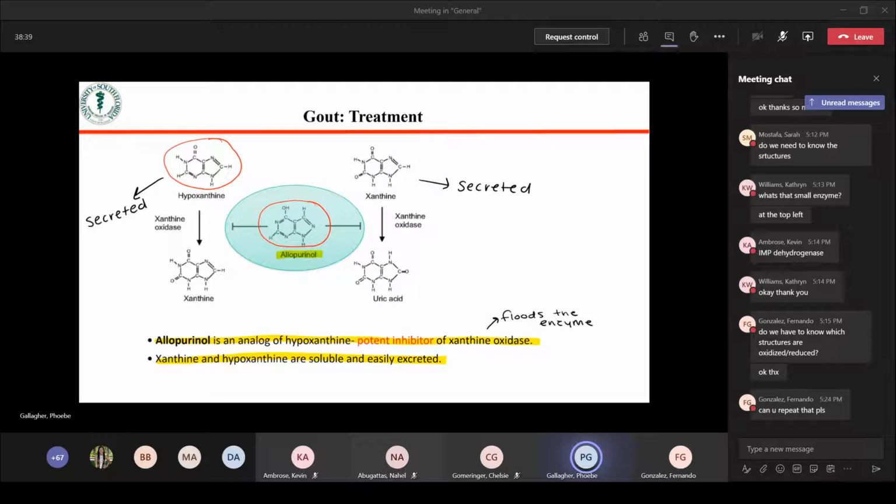Oh, okay. So yeah, hypoxanthine and xanthine are more soluble in your blood. So if you just have higher concentrations of those because they're not being converted into uric acid, they're able to be secreted through your kidneys easier than uric acid would, which at higher concentrations tends to crystallize. Does that make sense? Okay, thank you.